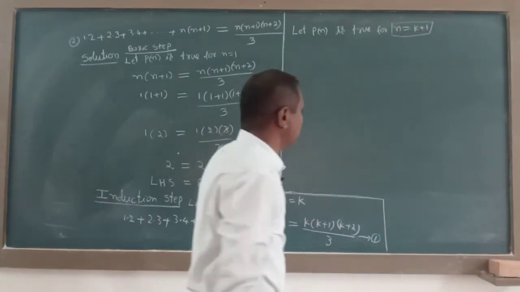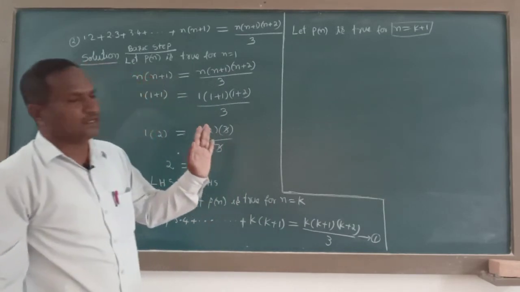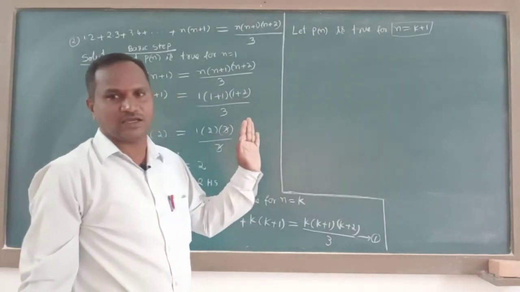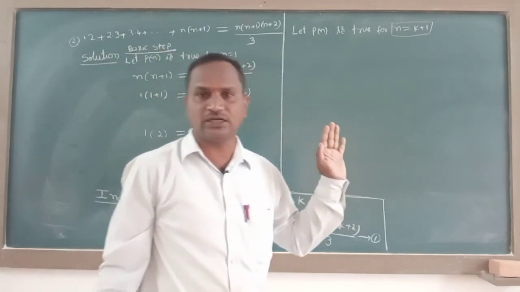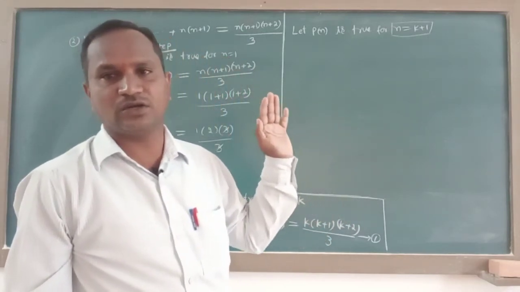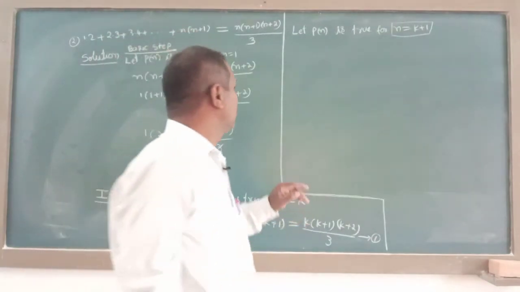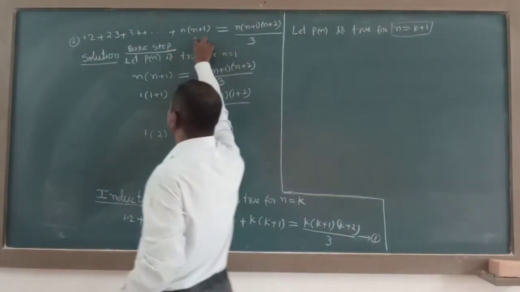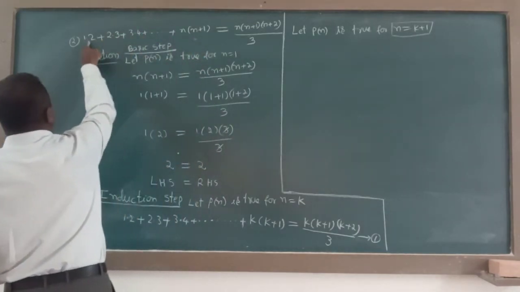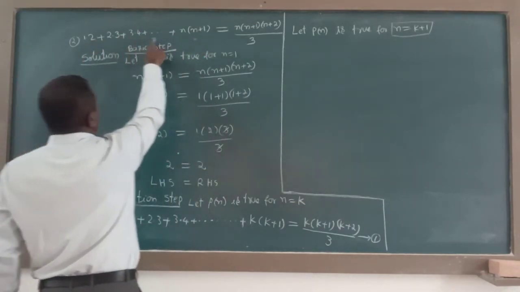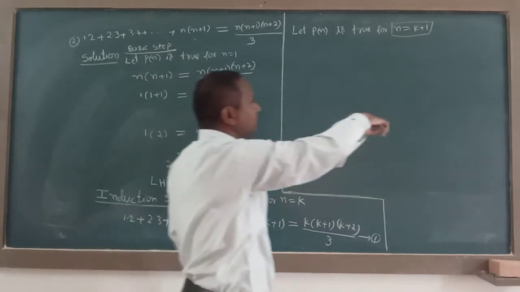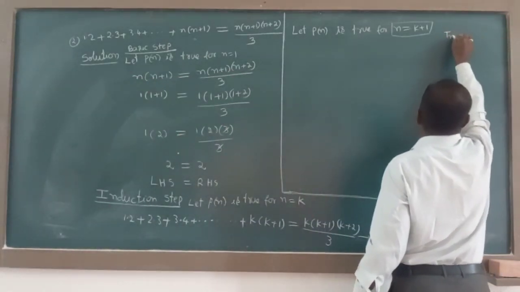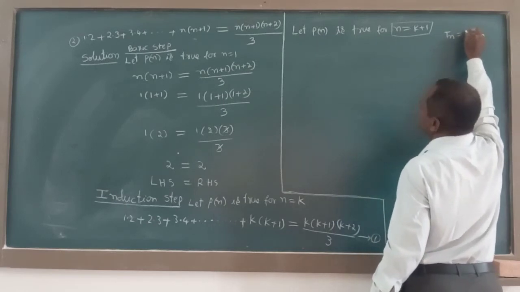In the case of n equal to k plus 1, we must calculate the k plus 1 term. What is the Tn term in this mathematical statement? T1, T2, T3, and the last one is Tn. From this Tn term, we are going to collect Tk plus 1, that is the k plus 1 term.